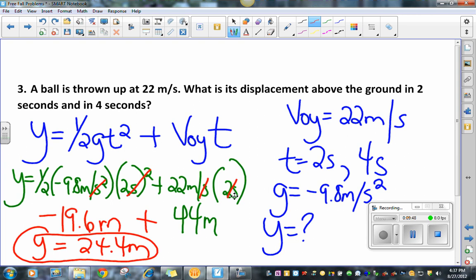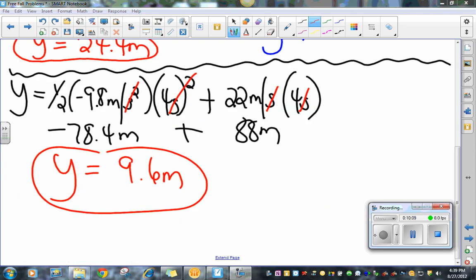So over here on the left, we're left with negative 19.6 meters plus over here 44 meters. We add those two up, 24.4 meters is how high it's gone up. Is it supposed to be positive? Yes, it's supposed to be positive for that one. Now I want you to use the second problem with the 4 seconds. Try that.